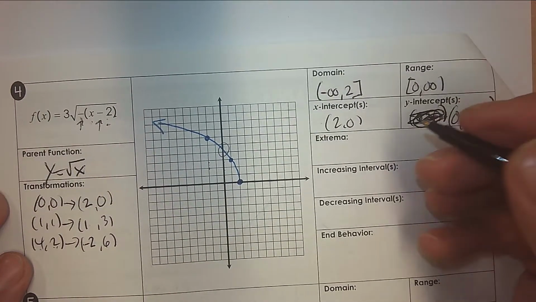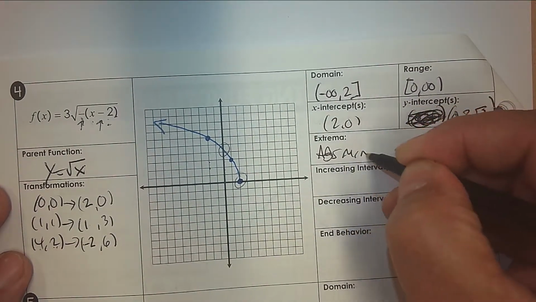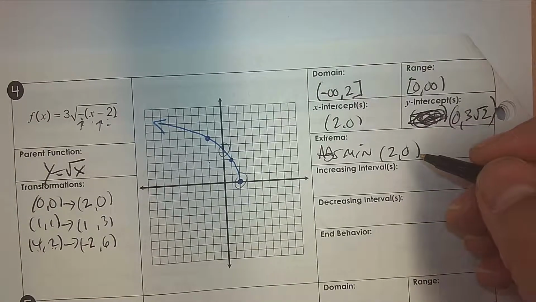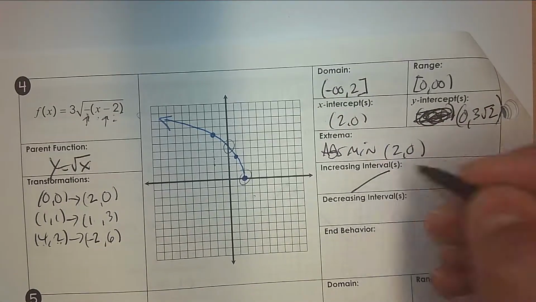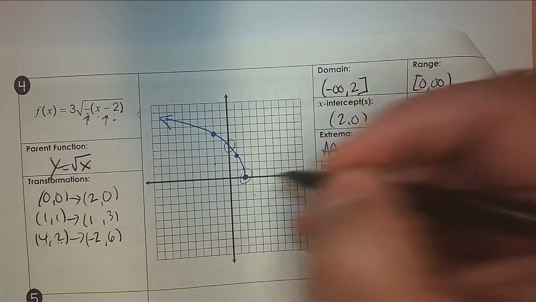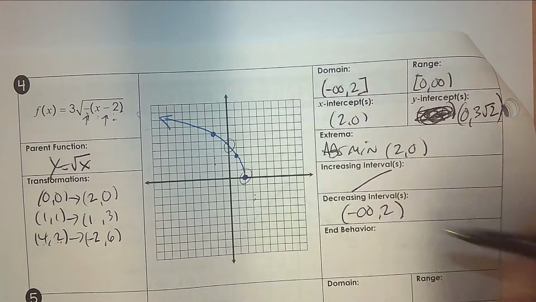Any extreme points? Well, we do have an absolute minimum. And where is the absolute minimum? At 2, 0. Where is it increasing? Left to right? How about decreasing? Yep, from left to right. Using x coordinates, it's 2. So from negative infinity to 2, it's decreasing.